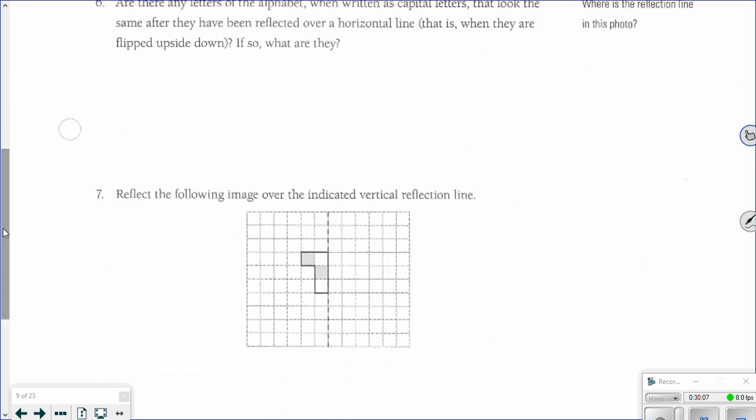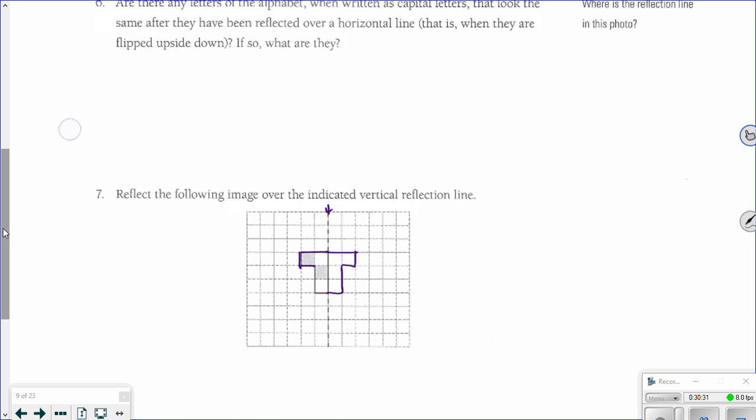The next little bit: reflect the following image over the indicated vertical reflection line. So the line is this dotted line, which means everything in our shape is going to be equally distant away. So if we start at the top, we go away 2. So we're going to go away 2 in the opposite direction. Down 1, back in, down 2, and across.